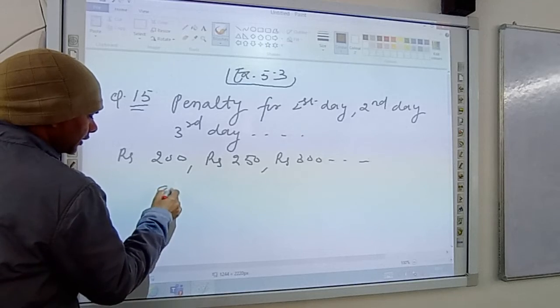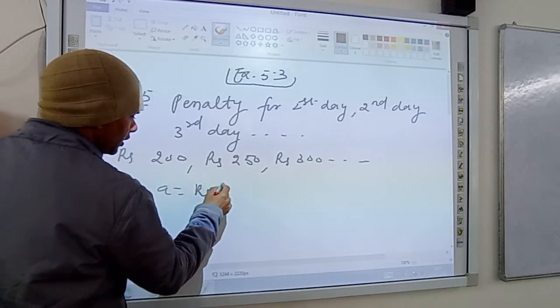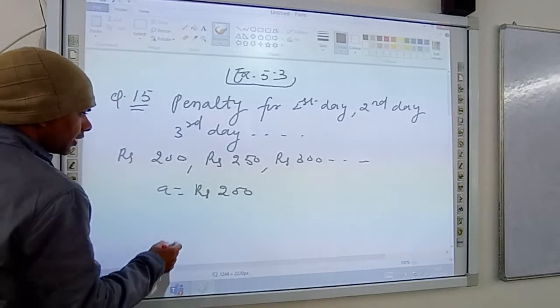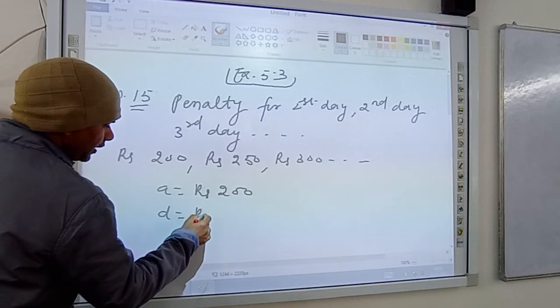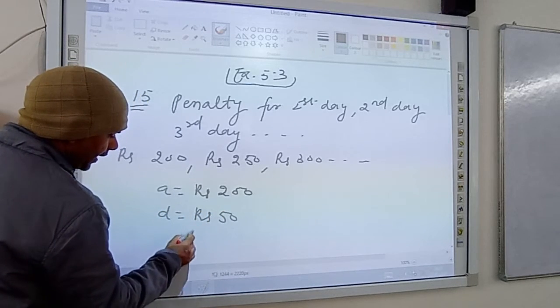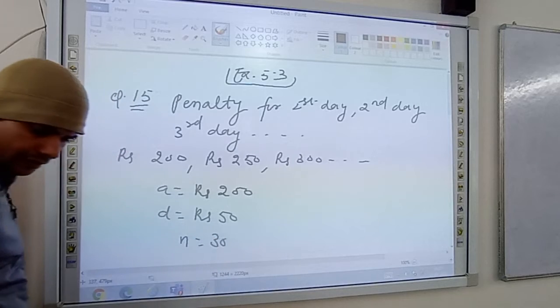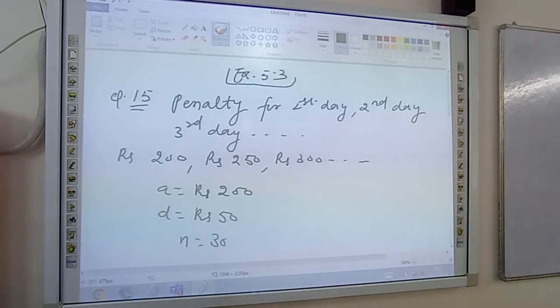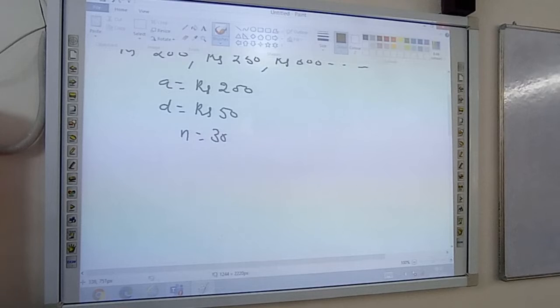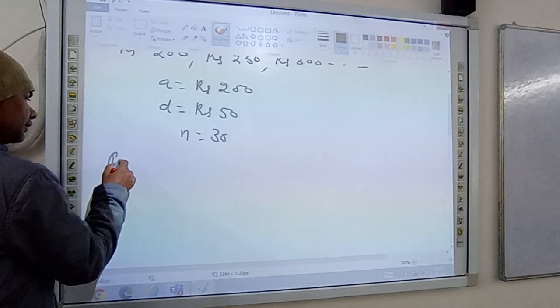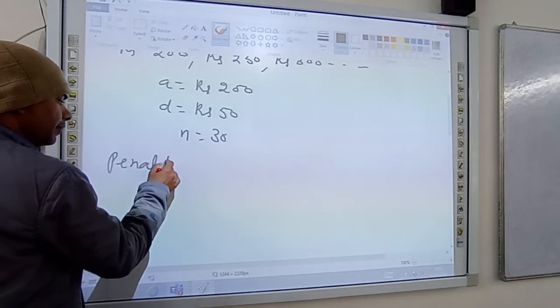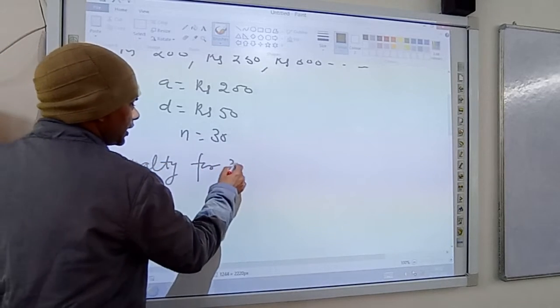a is rupees 200, d is rupees 50, and n is 30 days. Okay. If we delayed the work 30 days, how much penalty is paid by the contractor? Penalty for 30 days.